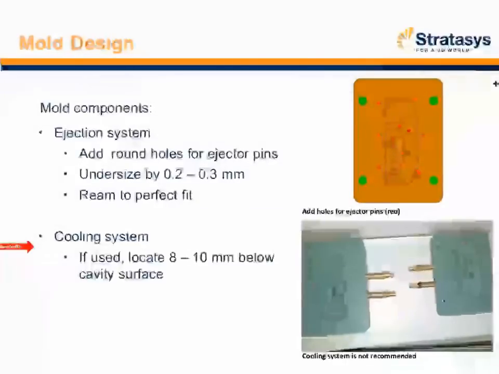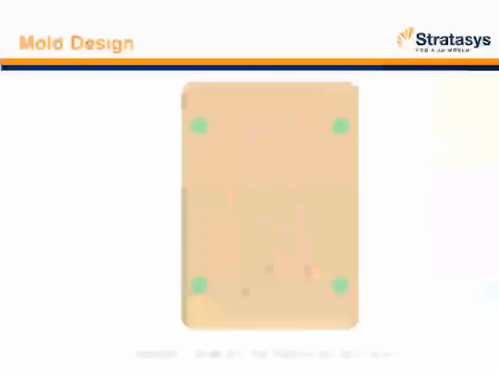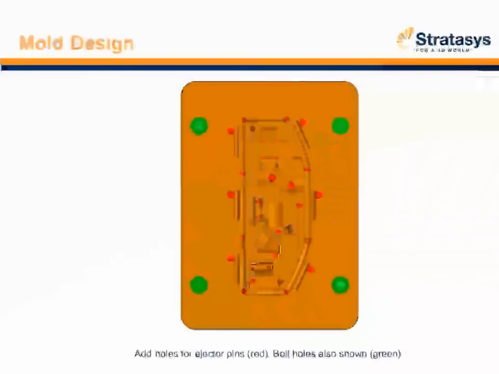Here you can see some examples in the bottom right of the mold you saw before with cooling channels incorporated. It says here that it's not recommended, and again, this is because the heat flow rate here is not as high as with the steel tools. Here you can see a picture of the mold design showing the red holes for the ejection pins, and the green holes to mount the mold on the injection molding machine.